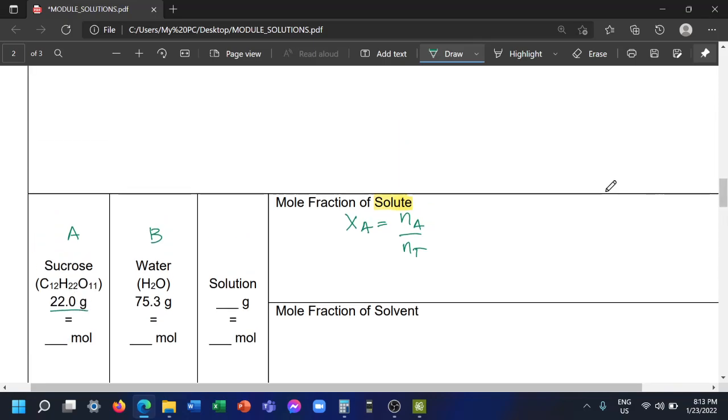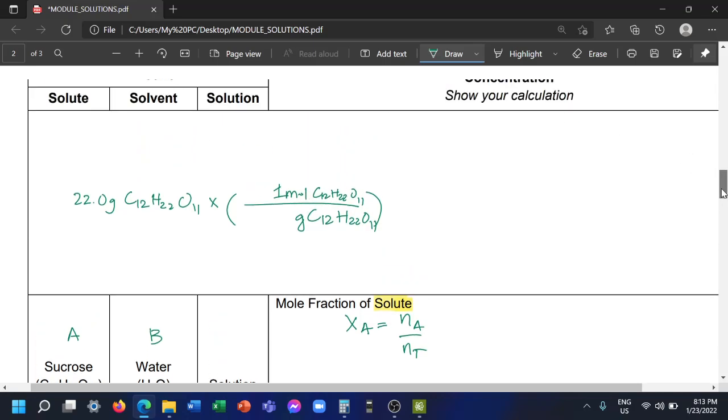So here we have 22 grams of sucrose, and we'll convert this into the number of moles. We put grams here to cancel later, and then convert to the number of moles of sucrose. So 1 mole of sucrose is equal to how many grams? As you know, we need to calculate the molar mass of the compound. So let's calculate that.